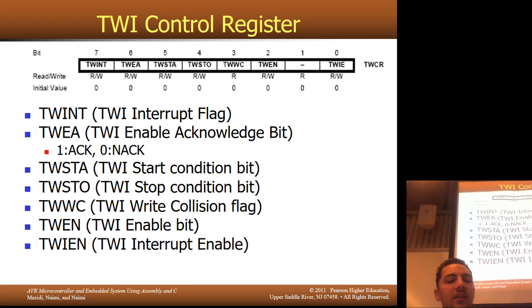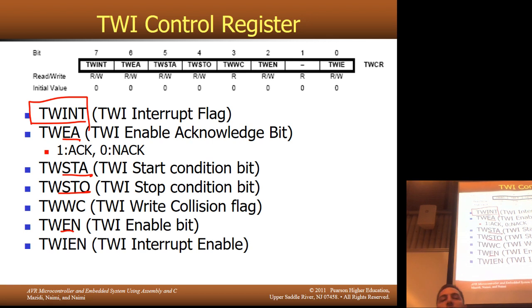Each of these bits means something. STA is start, STO is stop, EN is enable, EA is enable acknowledge. So if you're the receiver, the only thing you're responsible for is the acknowledge bit. And finally, the interrupt flag. This is going to go high anytime something happens.